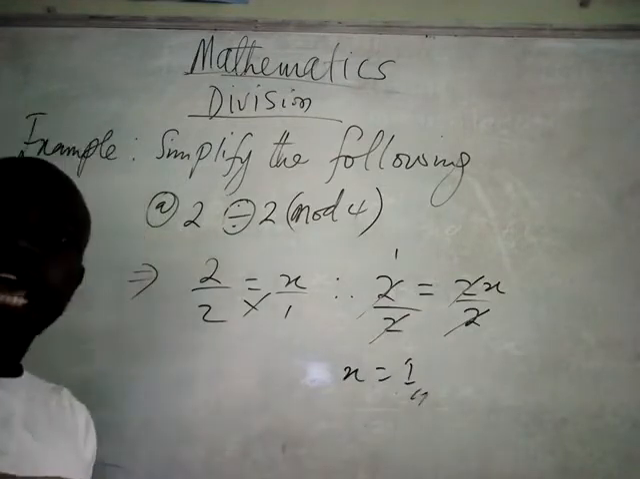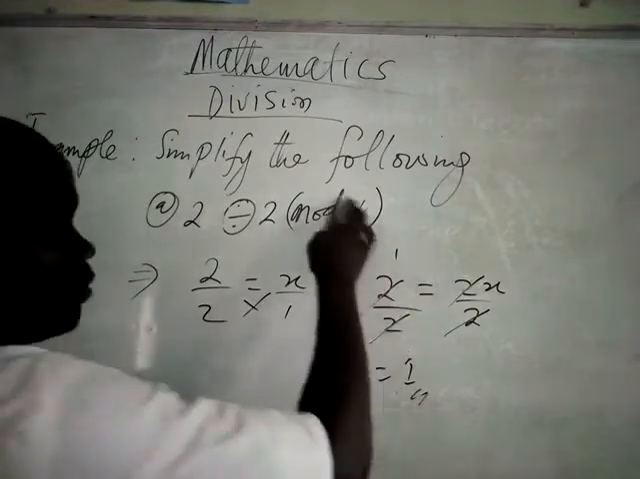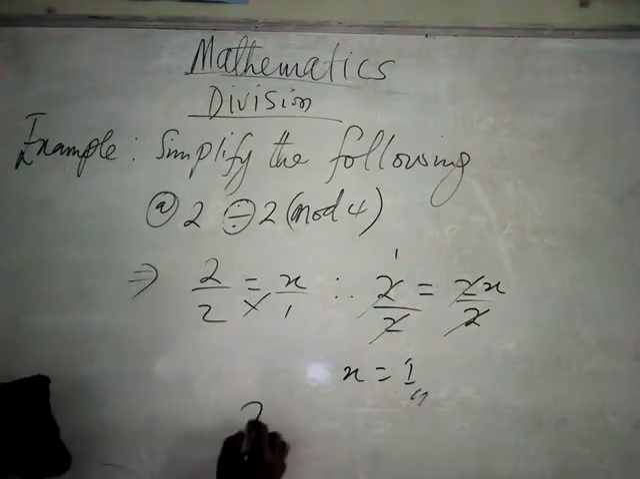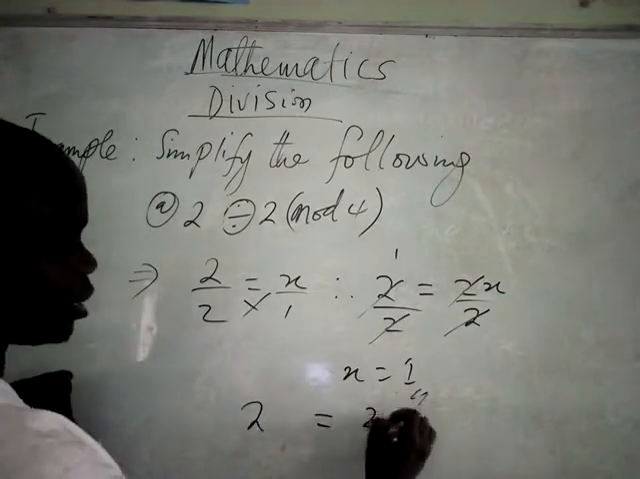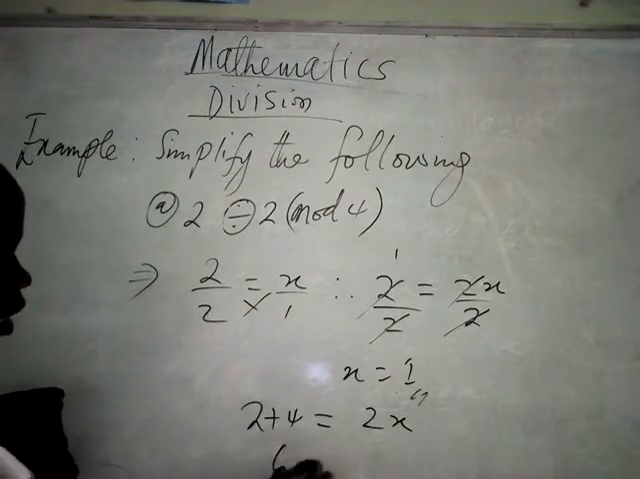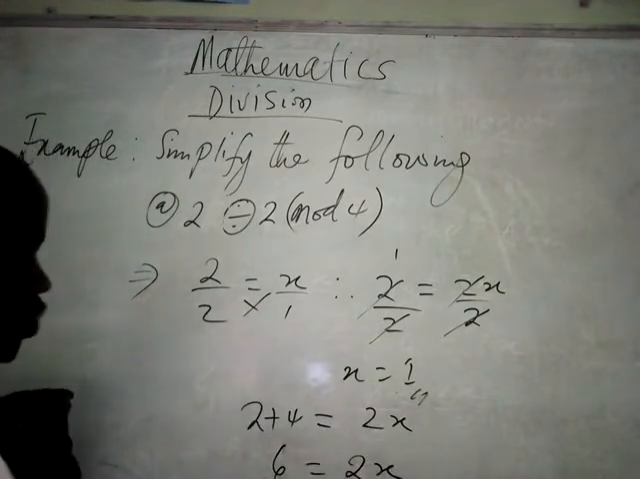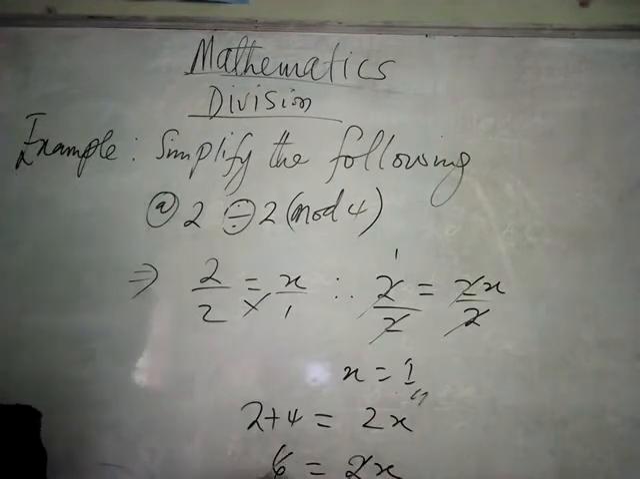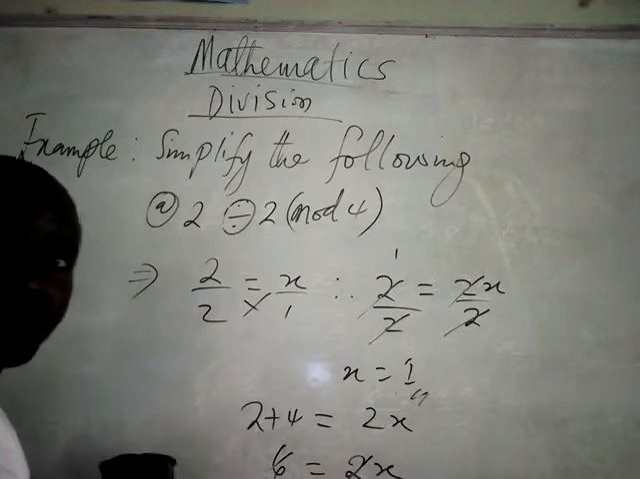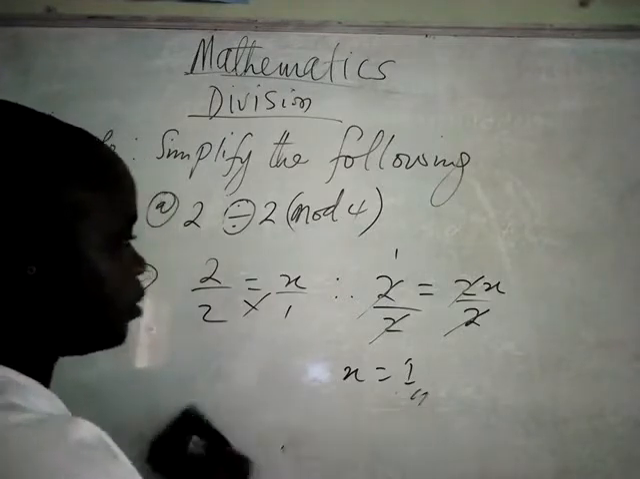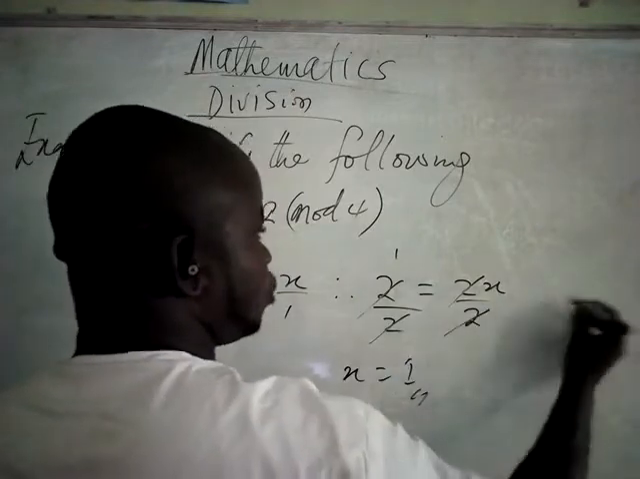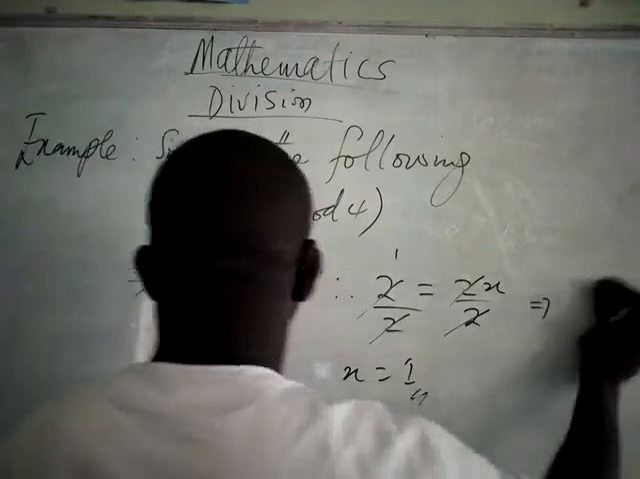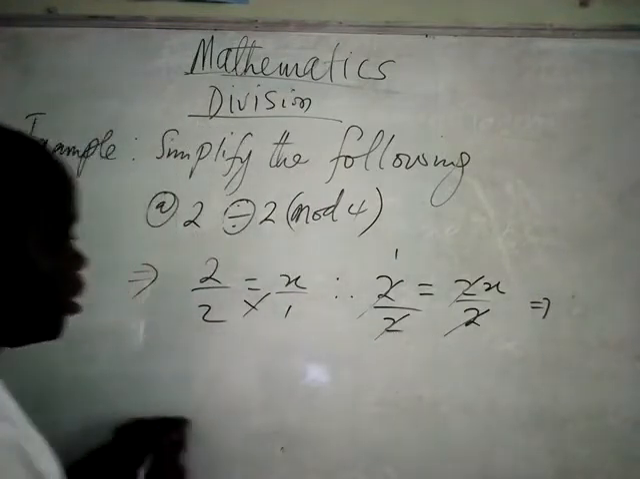Are you getting it? Now, even if I add a multiple of 4, even if I add 4 to this, let's look at that. Say 2 equals 2x. If I add a 4 here, I have a 6, so I'm going to have 2x equal to 6. Let me do that where you can see it.